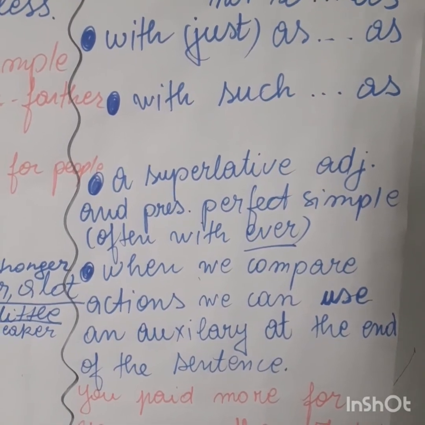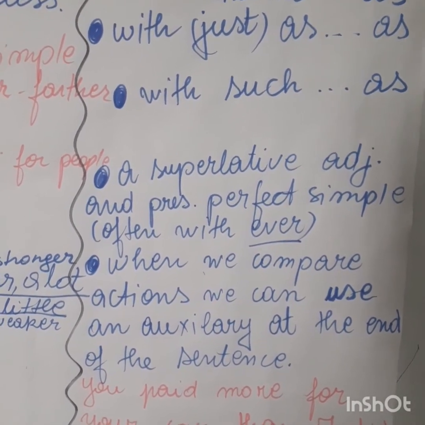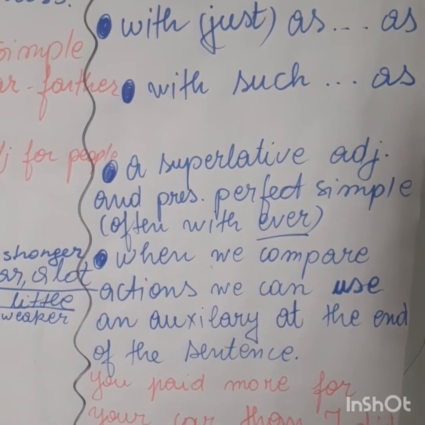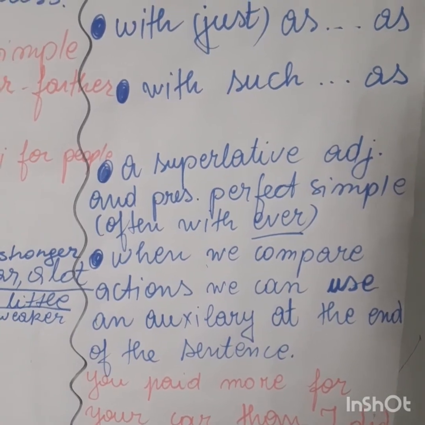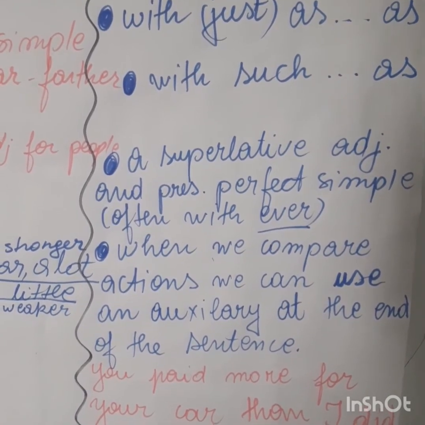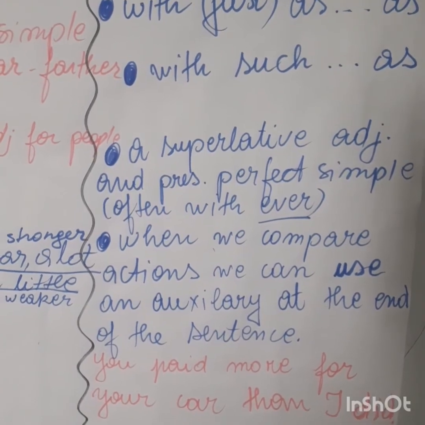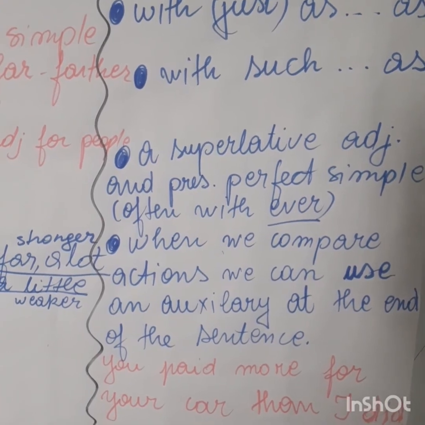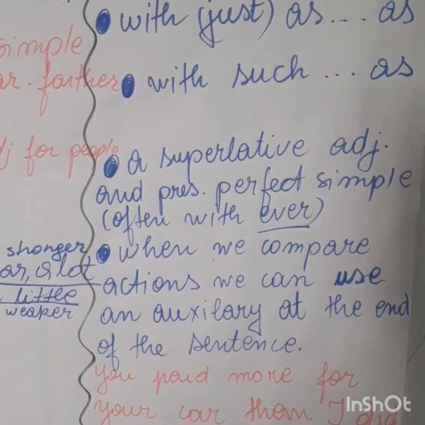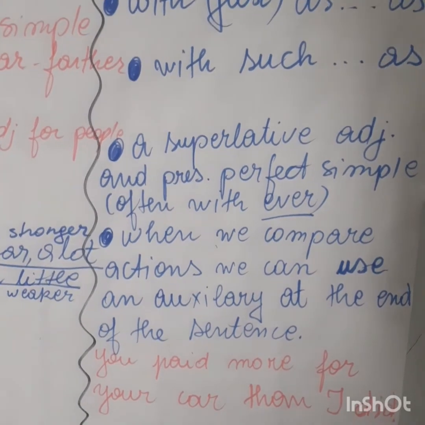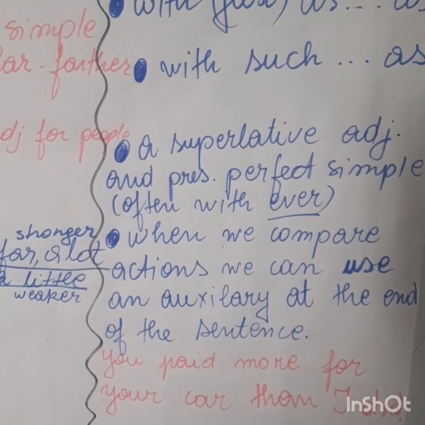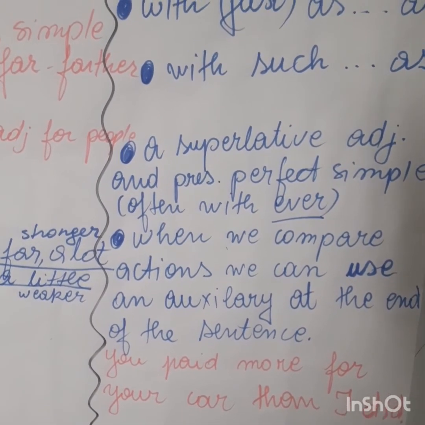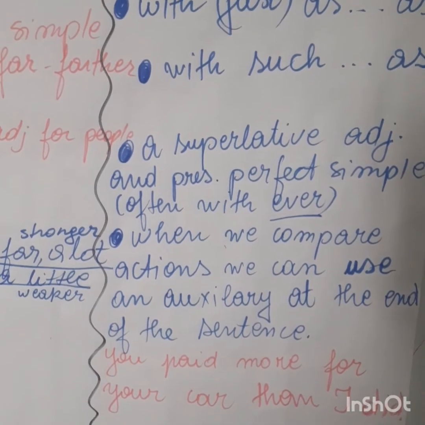When we compare reactions, we can use an auxiliary at the end of the sentence. For example, I can swim a lot better than Jack. Or, I can swim a lot better than Jack can. Another example. You paid more for your car than me. Or, you paid more for your car than I did. Modals like can are repeated, but other verbs use a form of do.